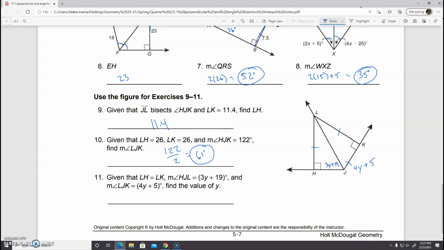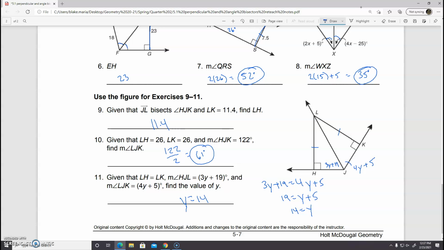So again, you know if it's equidistant, then this is an angle bisector. JL is an angle bisector. So these two angles are equal. Set them equal. 3y plus 19 has to equal 4y plus 5. We're going to subtract 3y from both sides, and we're going to subtract 5 from both sides. And that's what they asked for, y equals 14.